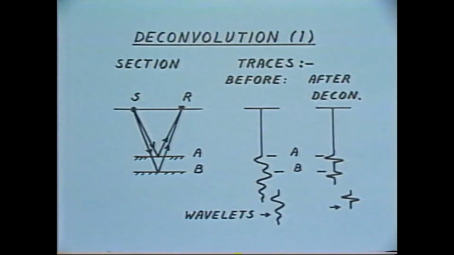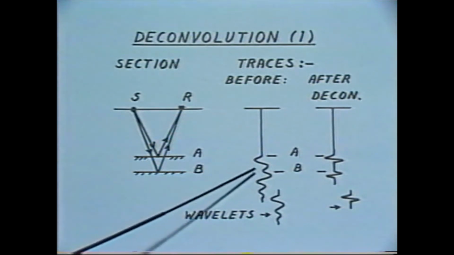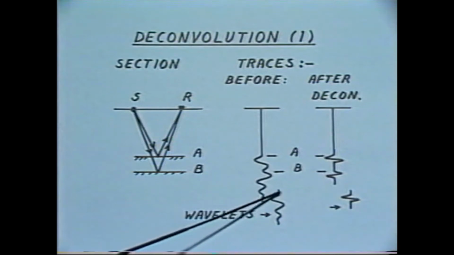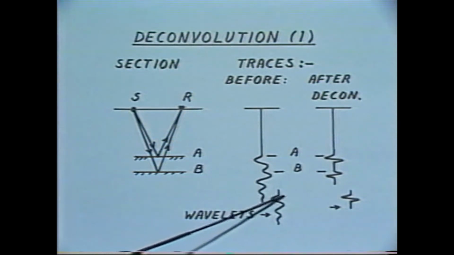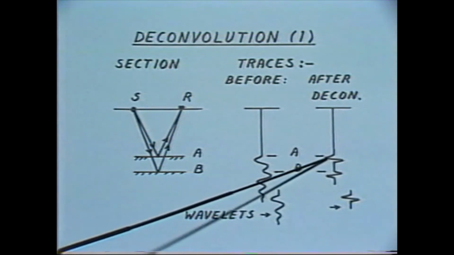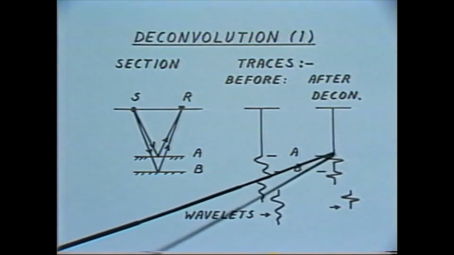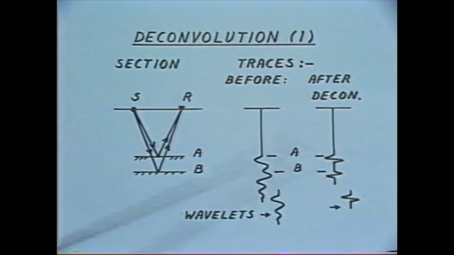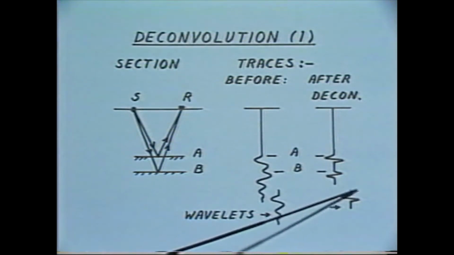Now, the purpose of deconvolution is to take a trace such as this, the way that it may look on an actual record, and to try to shorten and sharpen the reflection wavelets, so that after deconvolution the trace would look like this, where the two reflectors A and B are clearly distinguishable as two separate reflection wavelets. And that is because deconvolution has shortened the reflection wavelet to something much shorter.